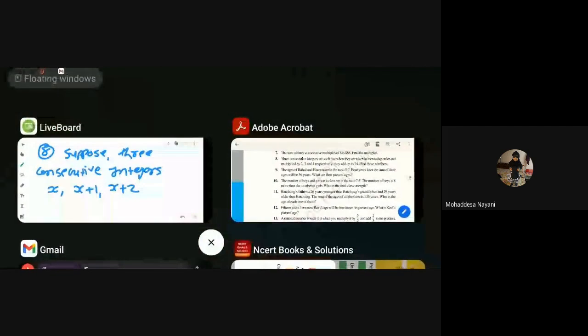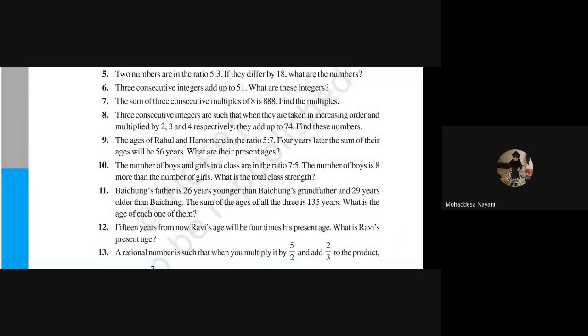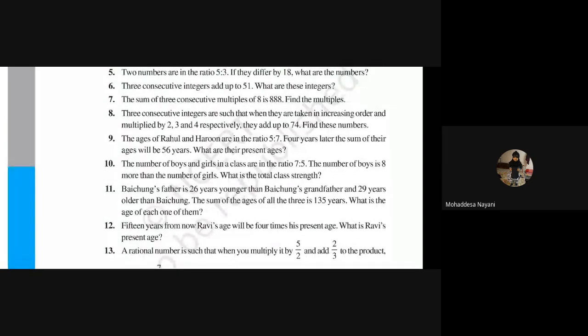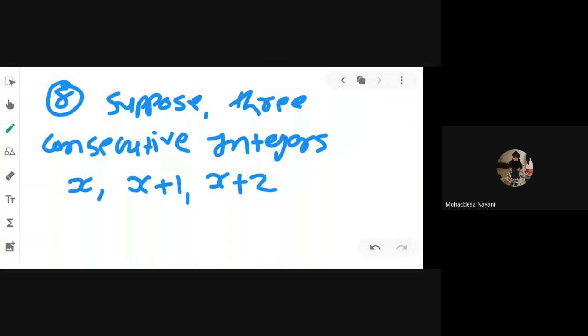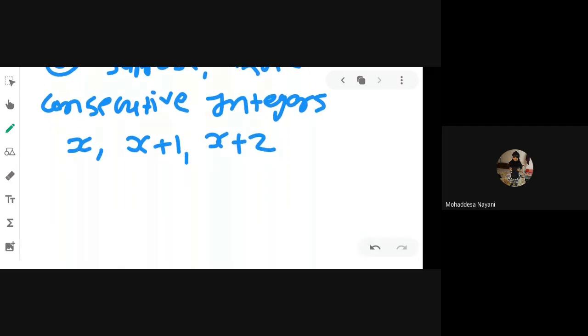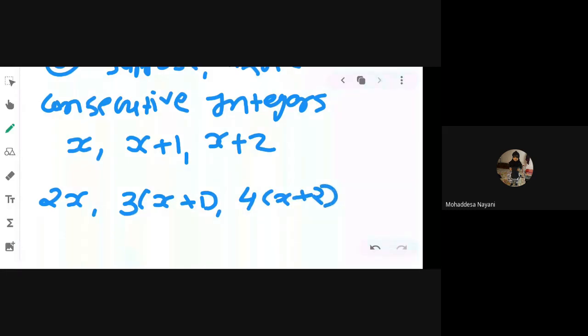Now you can see the second part of the statement. Three consecutive integers are taken in increasing order and multiplied by 2, 3, and 4. It means we have to multiply these three numbers by 2, 3, and 4 respectively. So we multiply x by 2, which is 2x, we multiply x plus 1 by 3, and we multiply x plus 2 by 4. Clear, all of you? It is the second part of our statement.